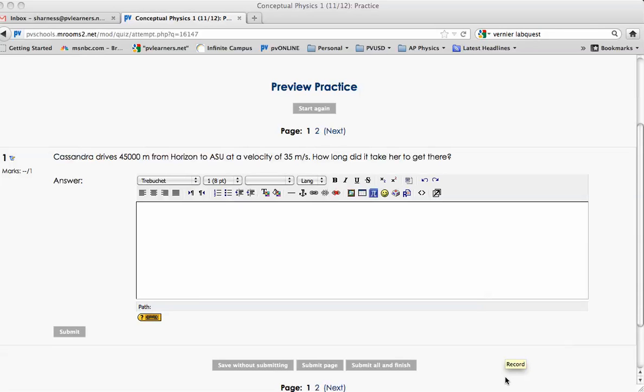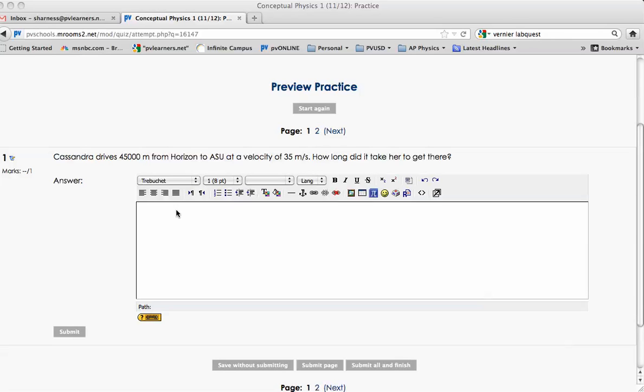Okay, now we're going to take a look at what it means to show work. Showing work in a science class is going to be extremely important to us. And so what I've got here is a screen of a typical question that you would encounter. In this case, it says Cassandra drives 45,000 meters from Horizon to ASU at a velocity of 35 meters per second. How long did it take her to get there?